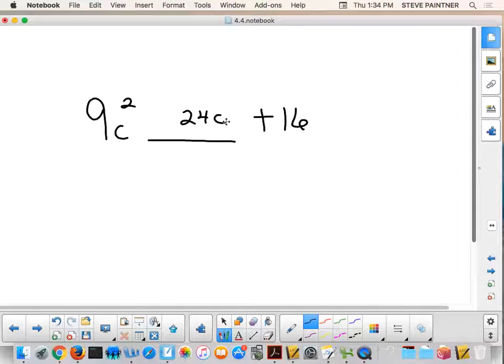Let's see. Is that perfect? 3C times 3C, right? 4 times 4. What did I say? You take your 2 square roots, multiply them. What's 3C times 4? 12C. But you have to do one more thing. Double it.